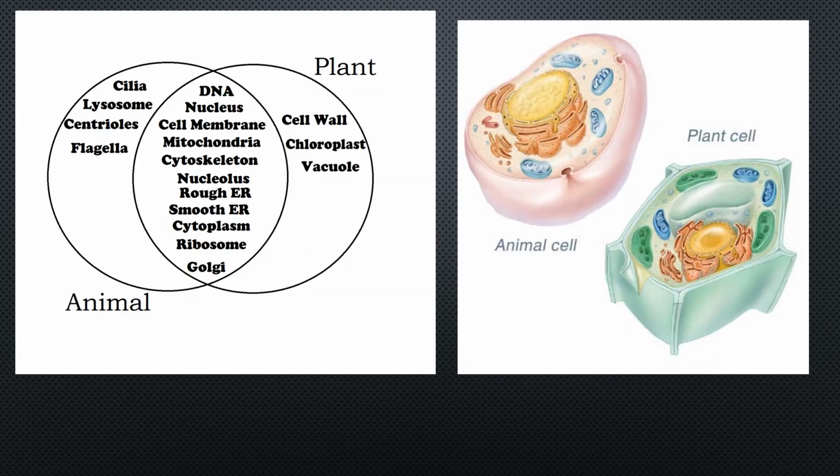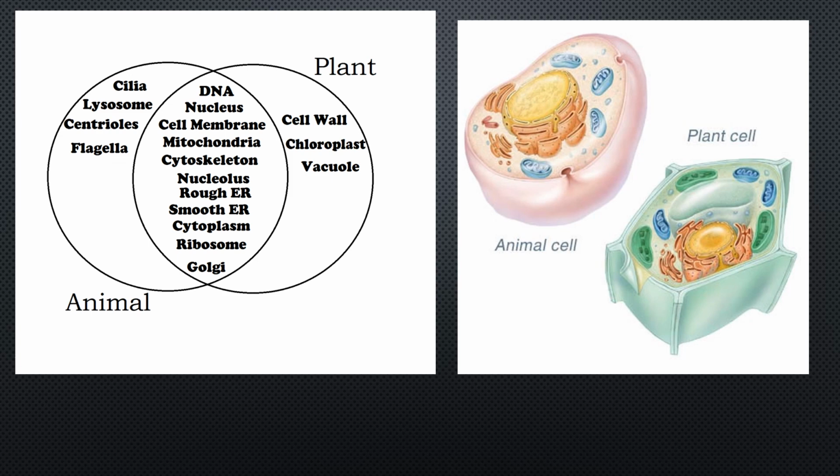So as we just look at plant cells versus animal cells, both of them are still eukaryotic cells. So if we look in the center of this Venn diagram, this is what both cell types have in common. They all have DNA, have a nucleus, have a nucleolus for that matter as well, a cell membrane, the mitochondria, cytoskeleton, there it is, rough ER, smooth ER, cytoplasm, ribosomes, and a Golgi apparatus.